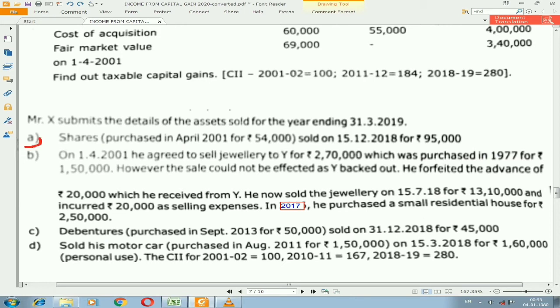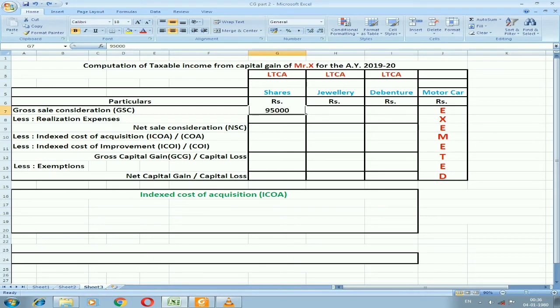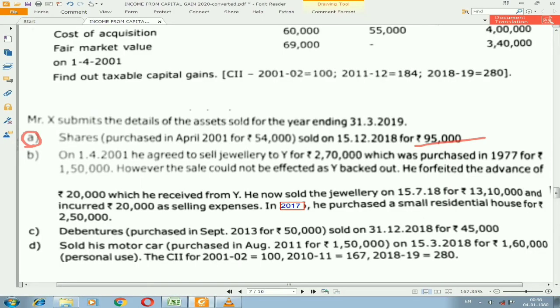We are supposed to take the shares. For that we need to check the sale value, which is the amount of 95,000. We don't have any expenditures on the sale, so you can take the amount of 95,000 in sale. Realization expenses will be nil. Net sale consideration 95,000. So next we need to take index cost of acquisition as it is purchased after 2001. As they have not given the date particularly, you can take it as after 2001, that is 54,000. So you can consider 54,000.